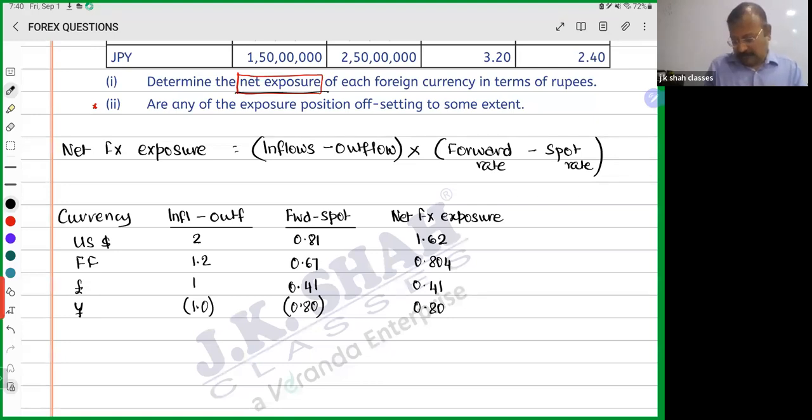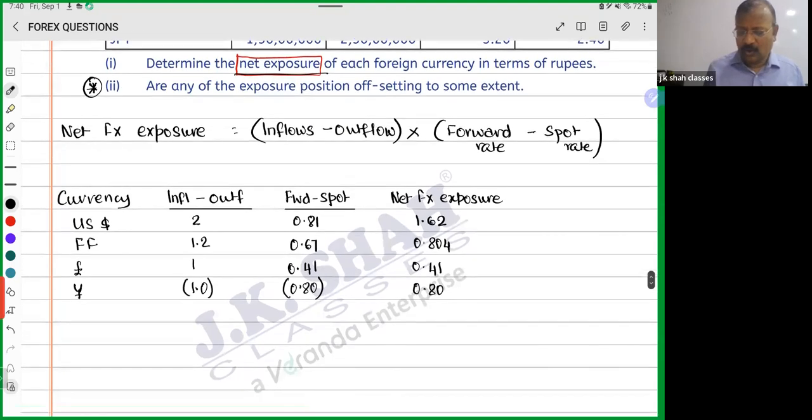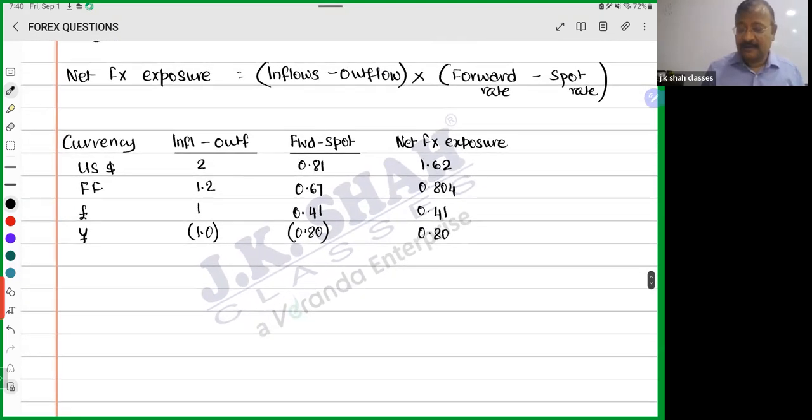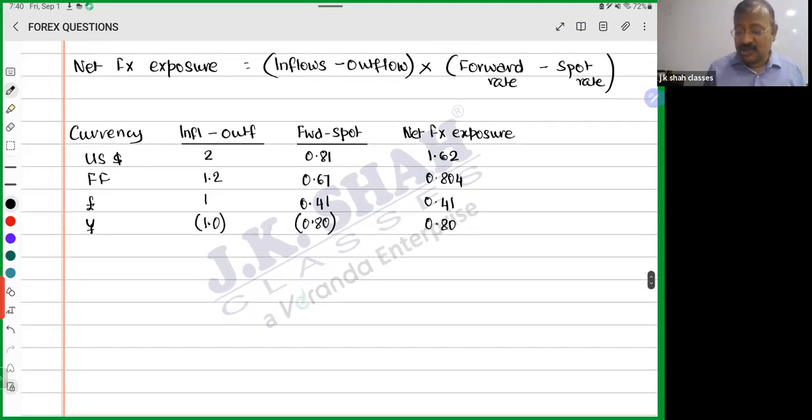Now, the second part, this answer by the institute is pretty weird because I don't know on what assumptions they have based this. Are any of the exposure positions offsetting to some extent? Now see, I'll tell you first what the institute is saying, and then I'll explain this. See, institute is saying that this yen exposure is offsetting in nature. Now, why is yen exposure offsetting in nature?